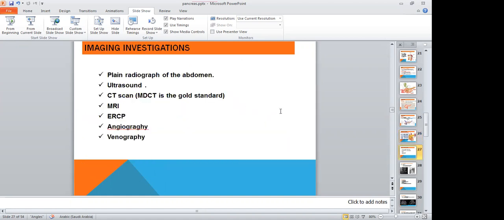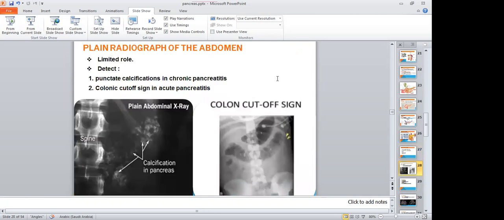Now regarding the imaging investigations: plain radiograph of the abdomen, ultrasound, CT, MRI, ERCP, angiography, and venography. First, the plain radiograph of the abdomen. It is of limited role and only detects punctate calcification in case of chronic pancreatitis, or a sign in case of acute pancreatitis called the colonic cutoff sign. This is the transverse colon, and this is the colonic cutoff sign.